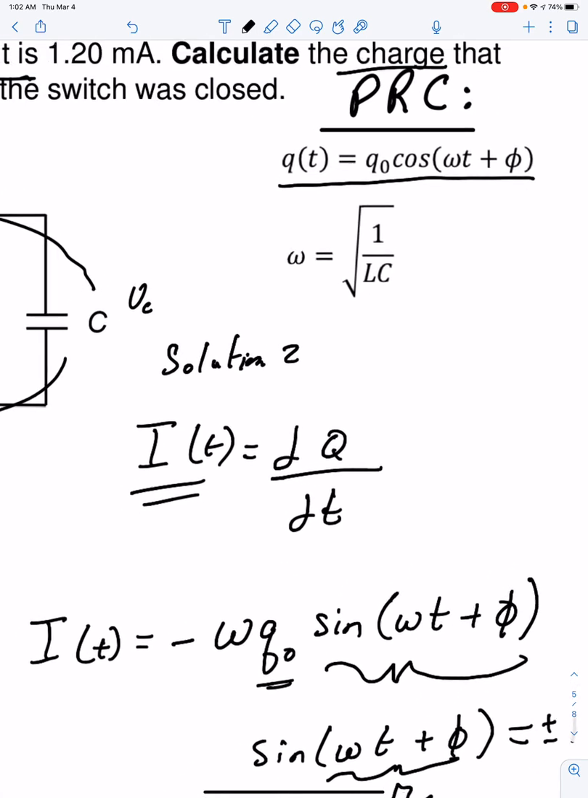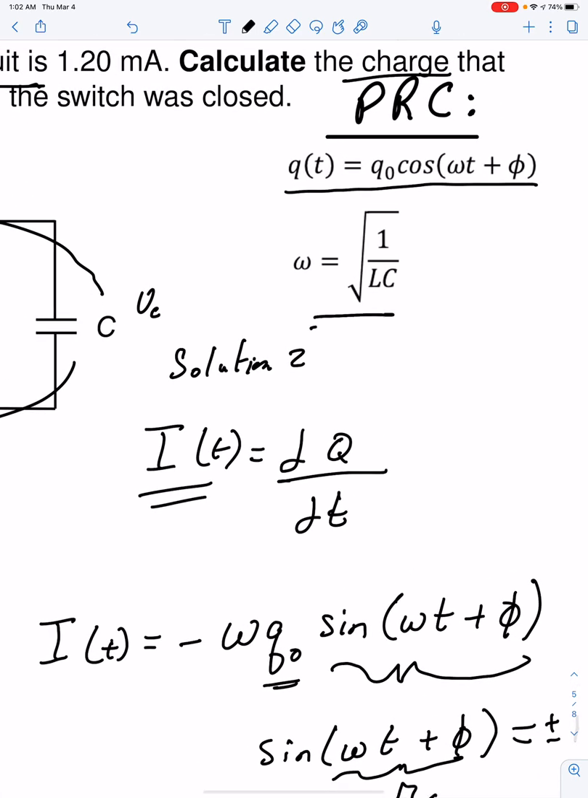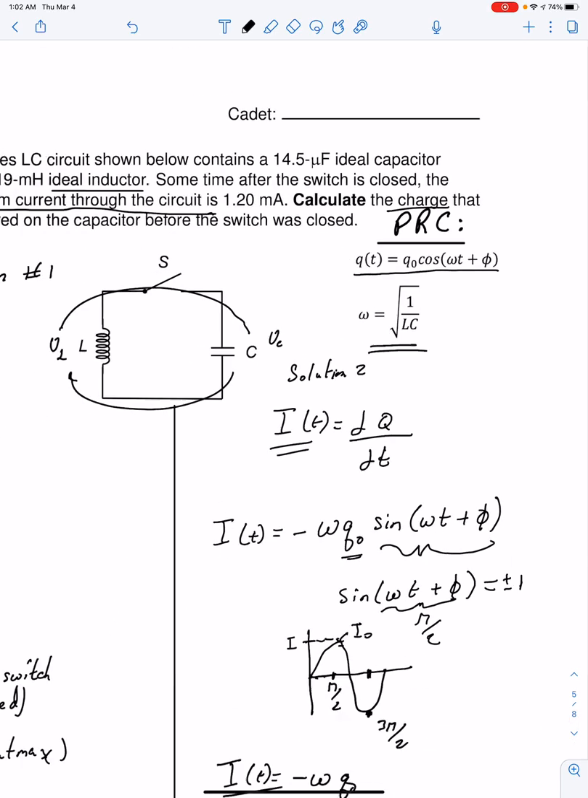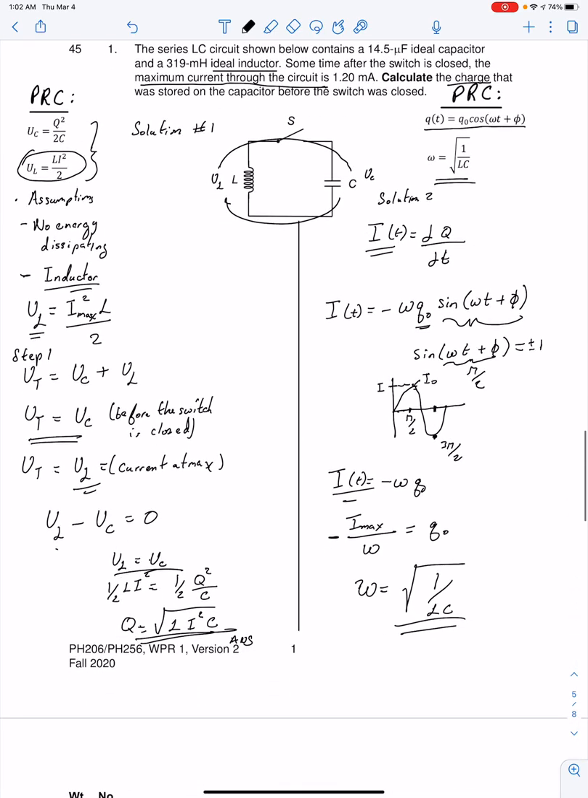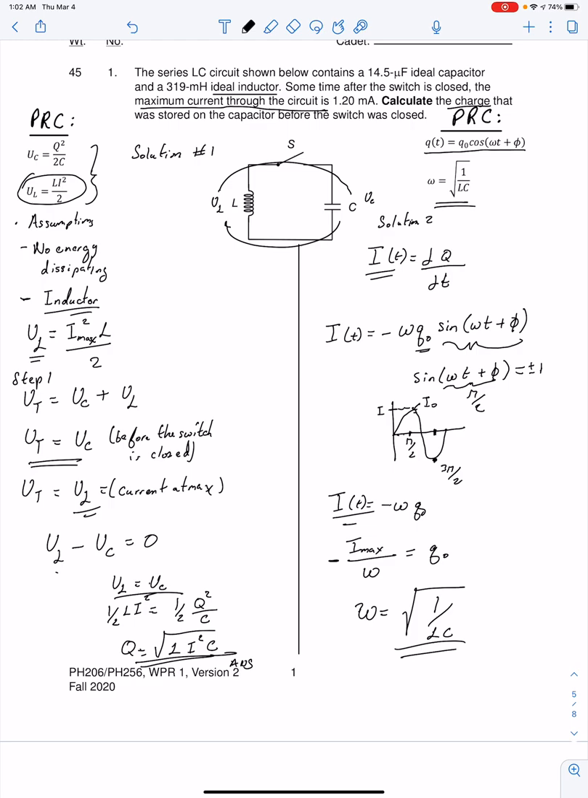Remember this equation right here? And this is for a resonant frequency. And at resonant frequency, that is what we see oscillating in an LC circuit, because there is no energy being dissipated in this circuit. Okay, this concludes my LC circuit review. Thank you.